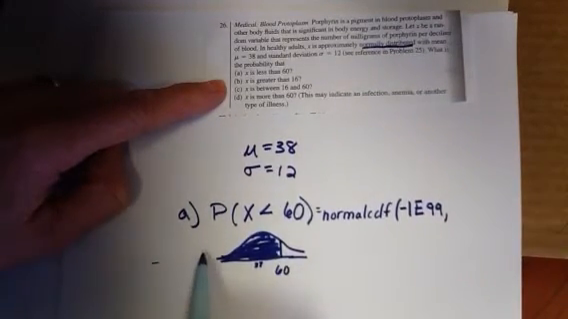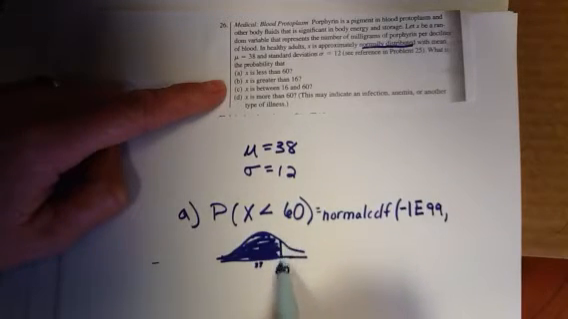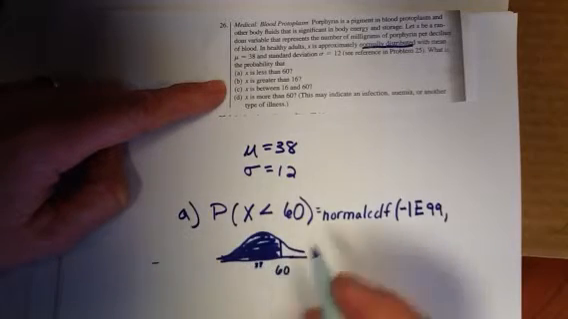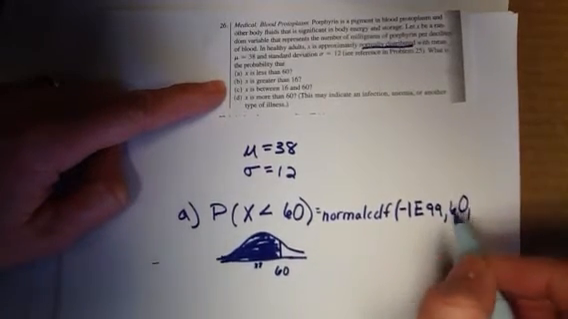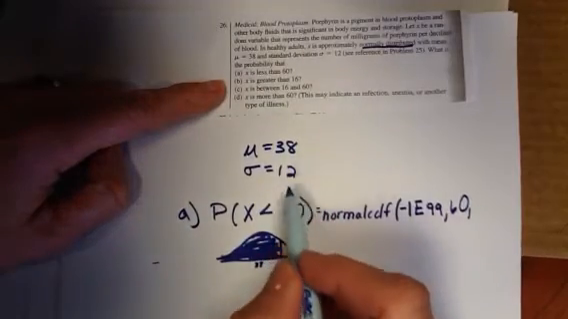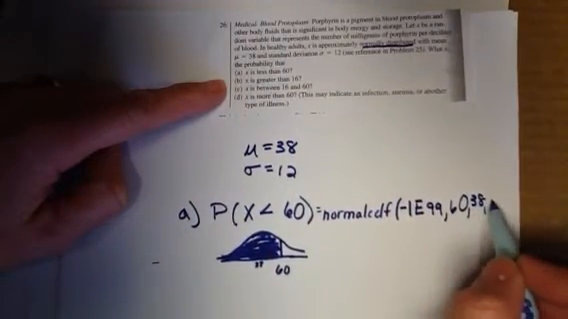Our lower limit is the left side of the shaded area. The upper limit is the right side of your shaded area. And that's why it helps to shade first. So we do comma 60, and then we do mu sigma. So 38, comma 12.